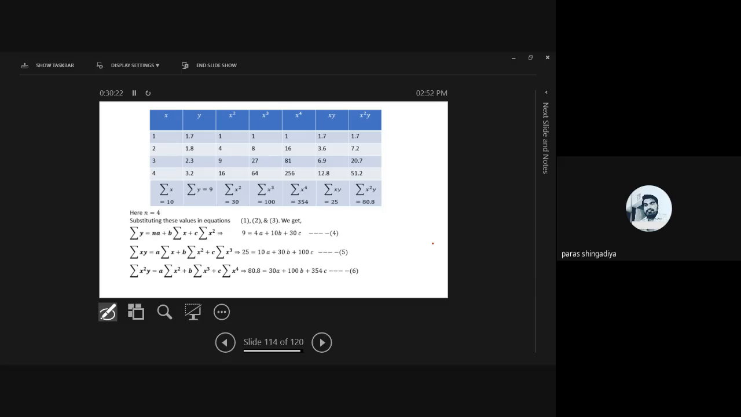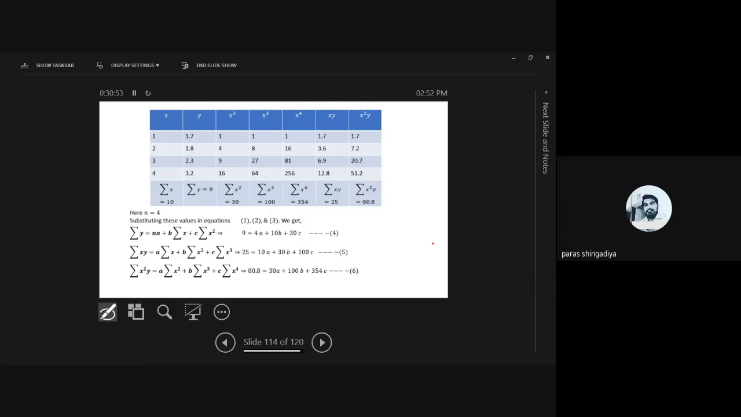So the first value is 1, 1.7. Press n plus, n equal to 1 will be displayed. 2, 1.8, then n plus. That is 3, 2.3. Press n plus, and then the fourth value 4, 3.2. Press n plus. After that n equal to 4 will be displayed in your calculator. It means I have entered 4 values in my calculator.